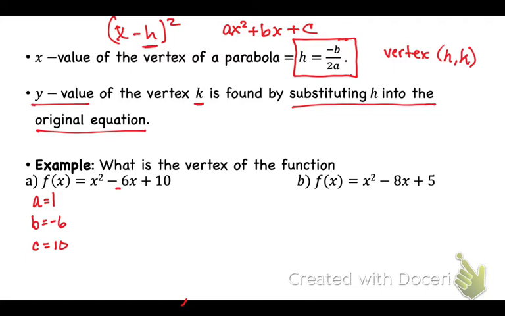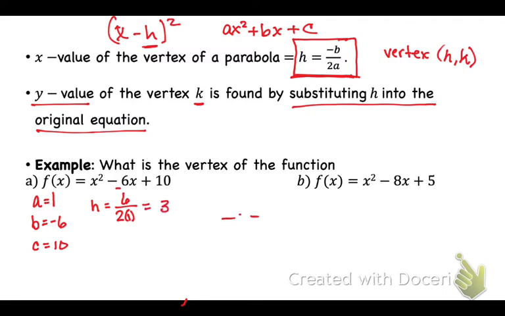When you look at these problems, you should be able to say a, b, and c without much thought. Okay? So our equation for the h value of the vertex is h equals negative b over 2a. So negative b means the opposite sign, correct? So negative 6 is what? 6, over 2 times, and what's a? 1. So 6 divided by 2 is?